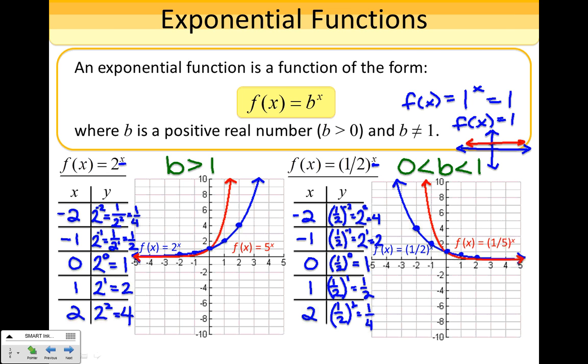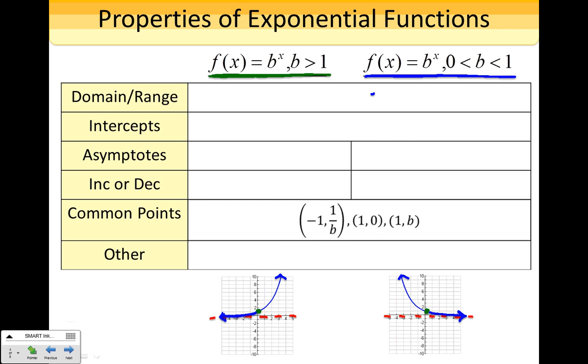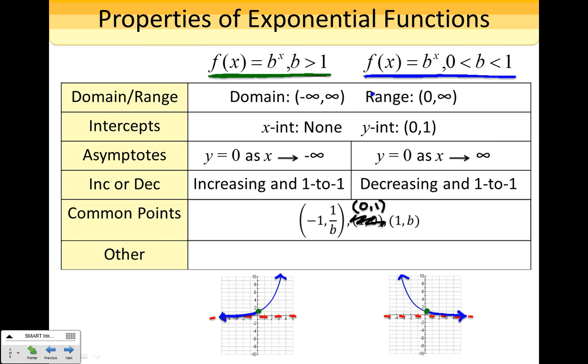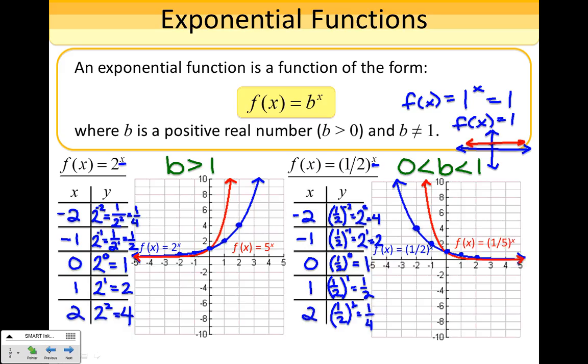Some common points between these two are that (-1, 1/b) is always going to be a point. Also, (0, 1) is always going to be the y-intercept, and always (1, b). Again, we'll look at how that looks here. So we have -1 and the inverse of that.